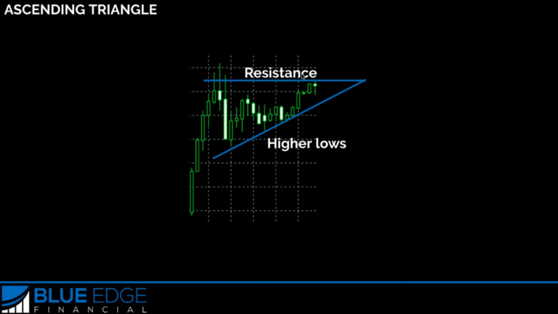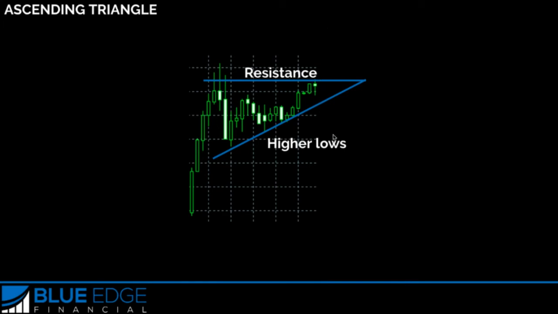Or is this resistance level going to be too strong, and is price going to get rejected and bounce off of it and go down? Well, the answer to that question is that really either could happen. Most of the time it will break this resistance level and continue up, but there are plenty of times when that resistance level does in fact hold strong and the market bounces off of it and goes down in the other direction.